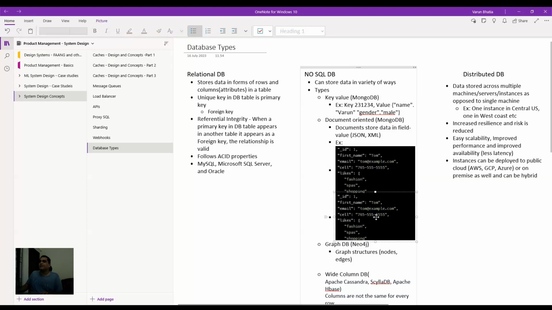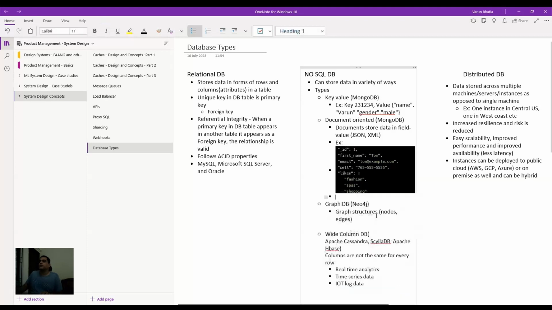The structure is definitely not just limited to this particular kind. You can have n number of attributes, like first name, last name, email, cell phone number, address, likes, you can also have places visited, etc., etc., right? You get the idea.